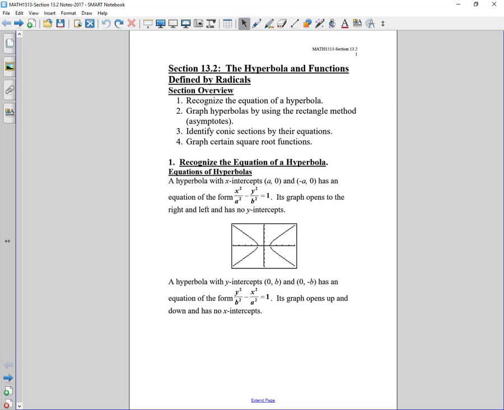And we're going to first start by looking at the equation of a hyperbola, how to graph the hyperbolas using a rectangle method. And then we're going to look at all the conic sections together and looking at their equations. And last, we're going to look at square root functions, which may not look like any of the conic sections, but they come from the conic sections.